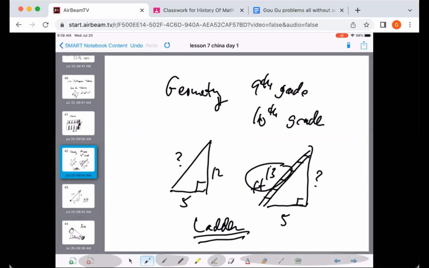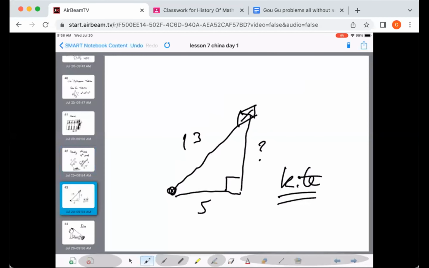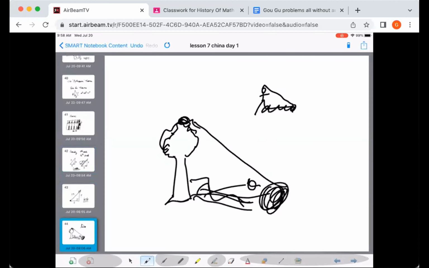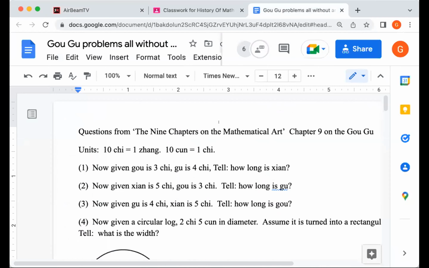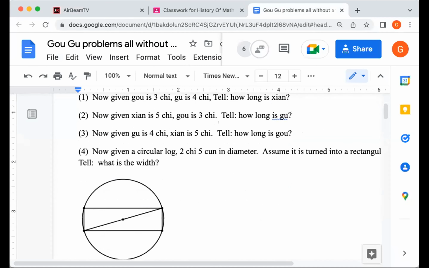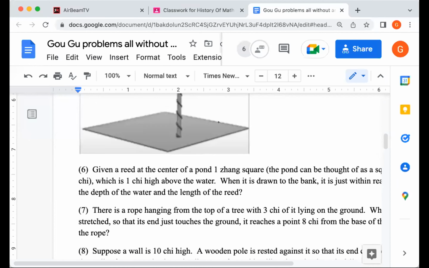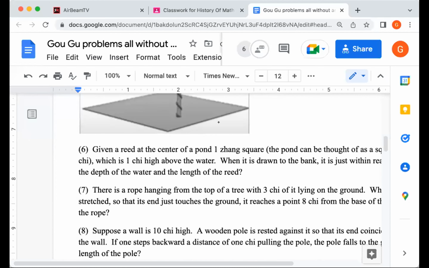And those are not like the most inspiring questions. Well, I was excited when I dove into the 9 chapters of the mathematical arts and examined these questions, because there's different ones. If you're a math teacher, you can add to your collection of the kite and the ladder. Now, I'm going to put you in groups soon, but there are 2 questions that I like a lot, so I want to do those more together.